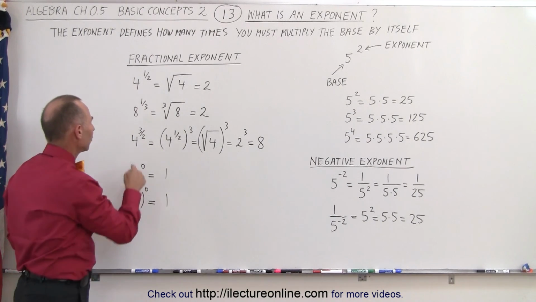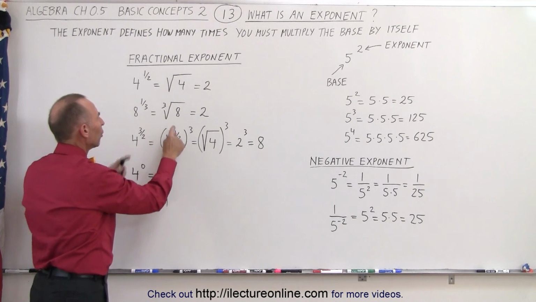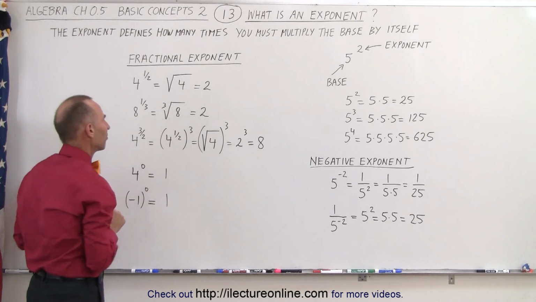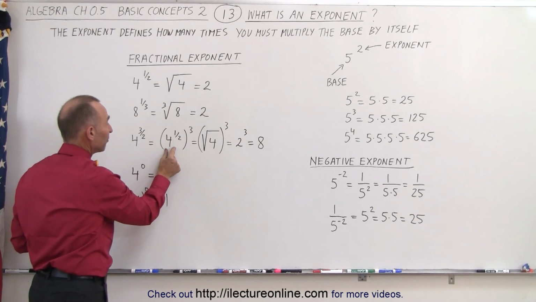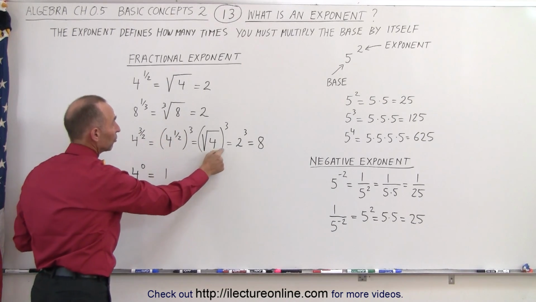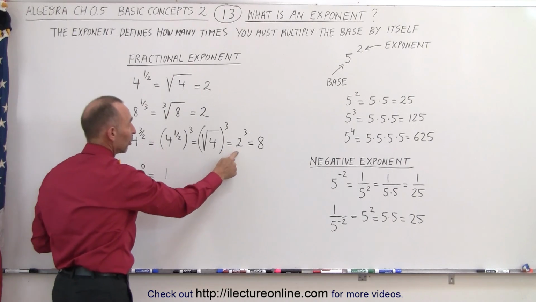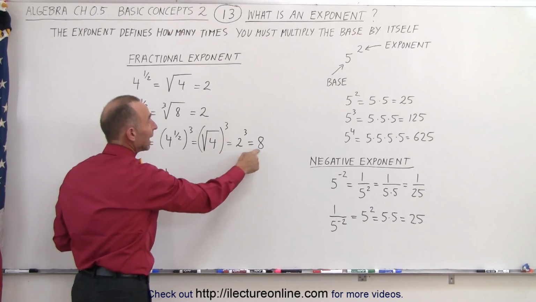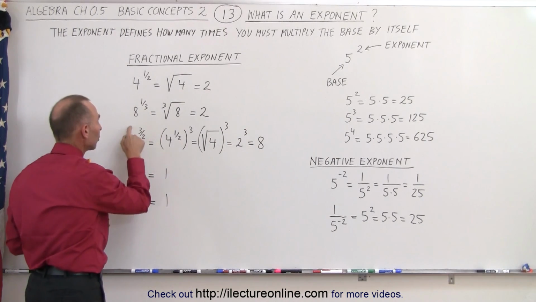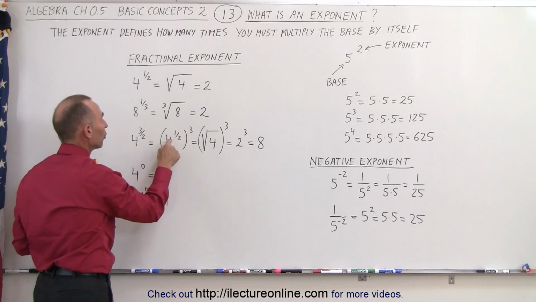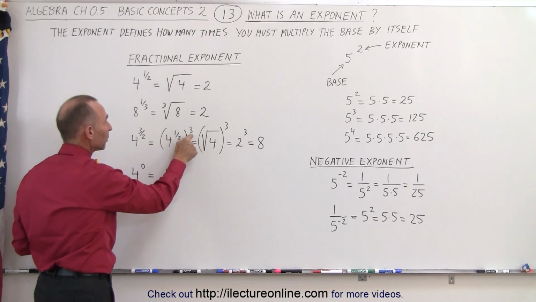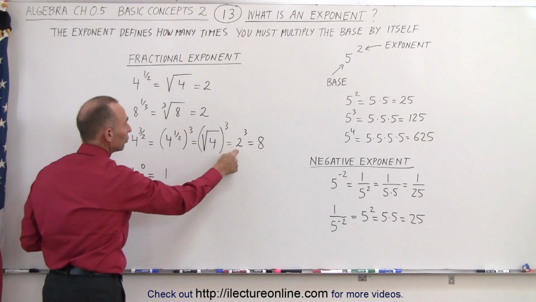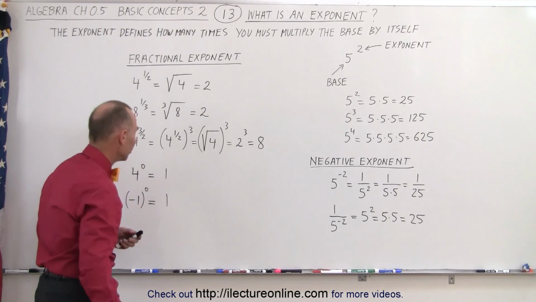If it looks a little bit more complicated, such as 4 raised to the 3/2 power, we can think of it as being 4 to the 1/2 power raised to the third power, because if we multiply the 3 times 1/2, we get 3/2 again. And 4 to the 1/2 power is the square root of 4, which is equal to 2. Then if we take that result and cube it, or raise it to the third power, we get 8. So 4 to the 3/2 power is 4 to the 1/2 power raised to the third power: the square root of 4 is 2, and 2 raised to the third power equals 8.